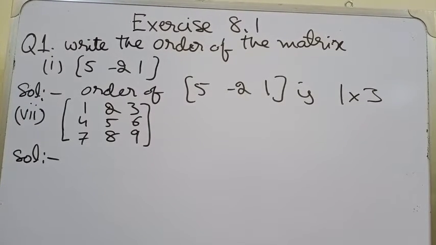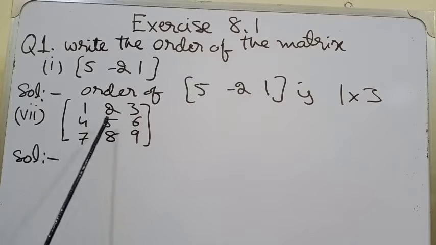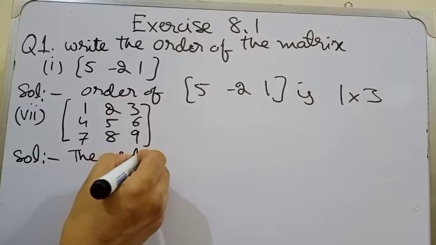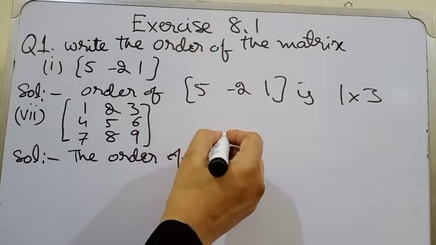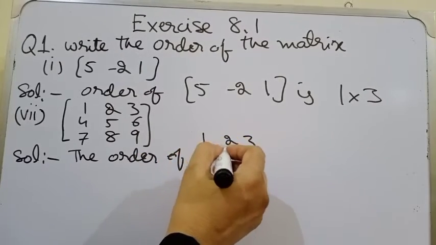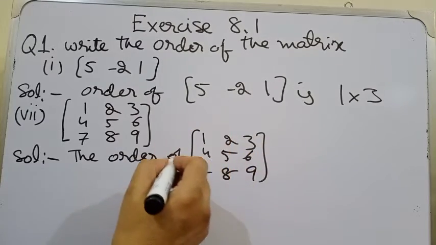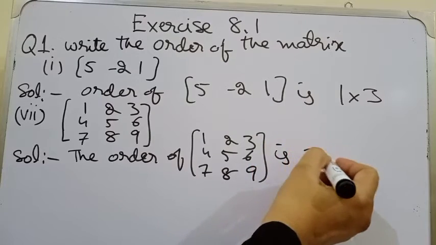Next we have a matrix having elements 1, 2, 3, 4, 5, 6, 7, 8, 9. The order of this matrix is 3 cross 3.